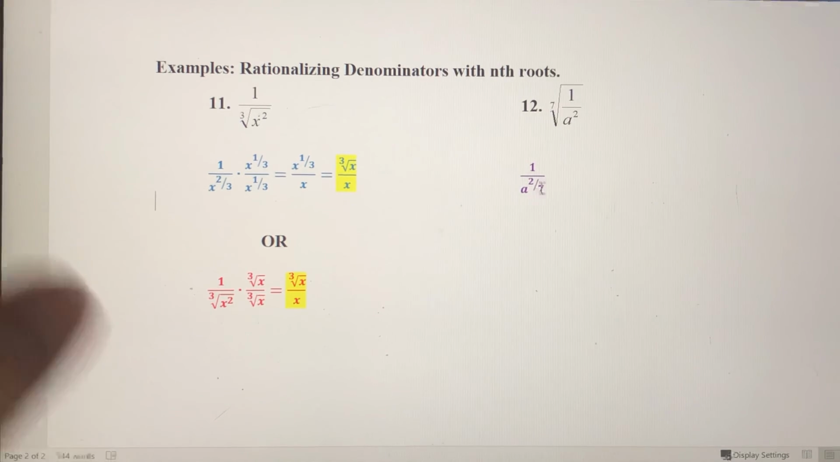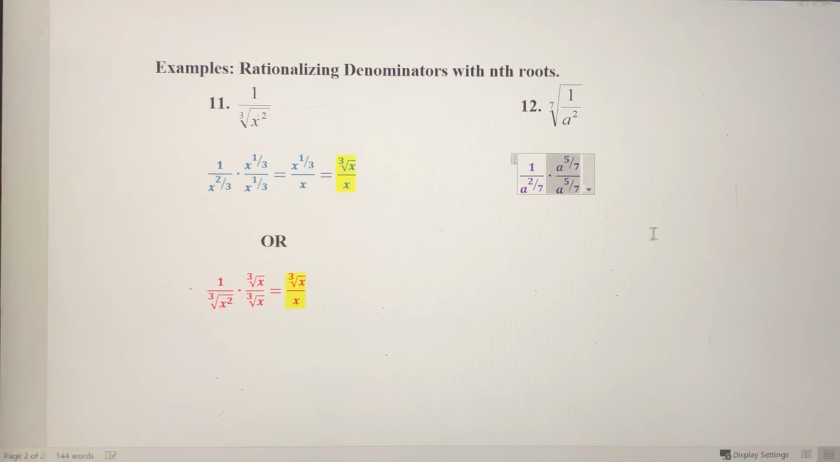So 2/7. Well, I need that to be 7/7, obviously. So that means I need another a to the 5/7 to get me there, okay? So when I rationalize here, I'm going to multiply by a to the 5/7 over a to the 5/7, and that gives me my answer of a to the 5/7 over a, or the 7th root of a to the 5th over a, okay?